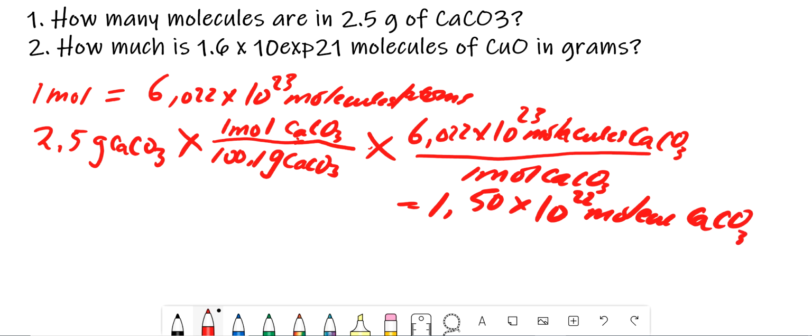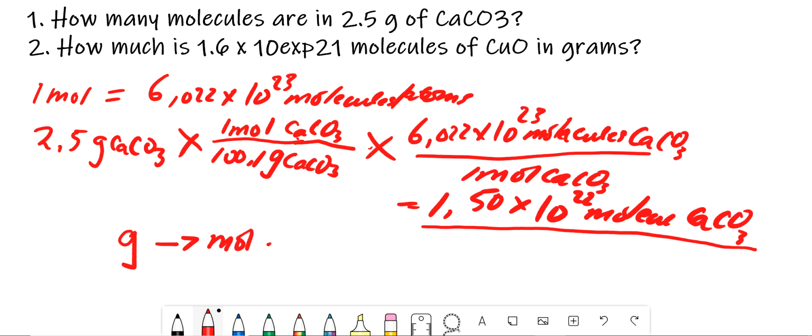So, ladies and gentlemen, this is the final answer here. What I have done basically is change grams first to moles, and then from moles to molecules. This is how to do it. You always have to make sure that if you are given grams, you take it to moles, and then from there you can use that conversion factor to convert it to molecules. Alright, so let's jump to the next question.